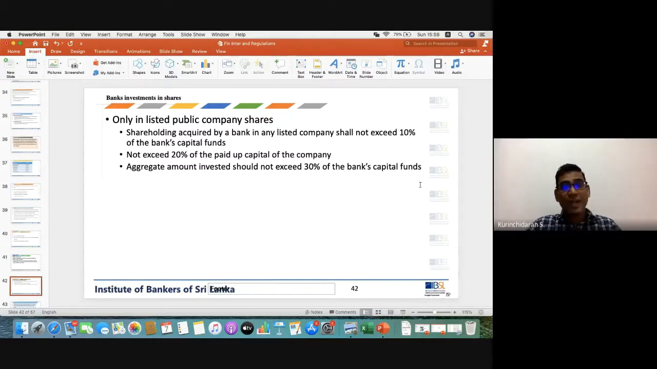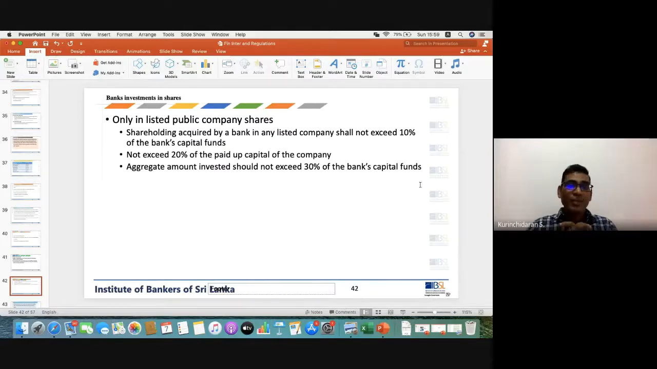So shareholding acquired by the bank in any listed company shall not exceed 10% of the bank's capital fund, right? You can't invest more than 10% of the bank's capital fund. So, let's say if you have 10 billion capital, you can only use 1 billion to invest, right? Second, it should not exceed 20% of the paid-up capital of the company. So that's the company side. If you are going to invest in company A, then you can invest a maximum of 20% of the paid-up capital, right? The aggregate amount invested should not exceed 30% of the bank's capital fund.